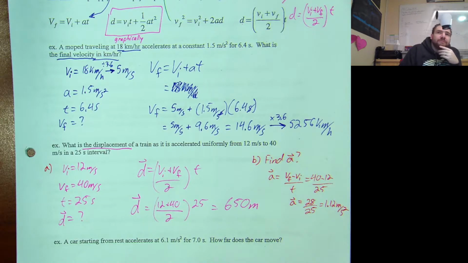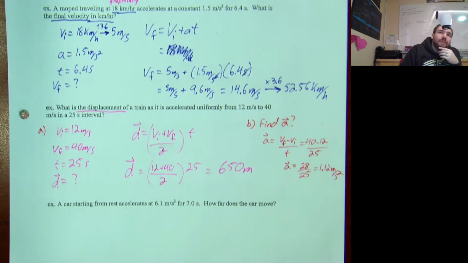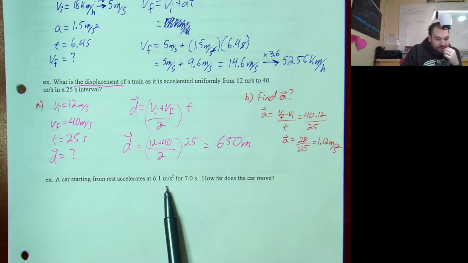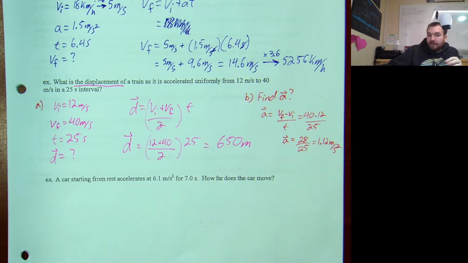Let's do another example. A car is starting from rest. It accelerates at 6.1 meters per second squared for 7 seconds. How far does the car move? What do I know? Final velocity is 6.1.